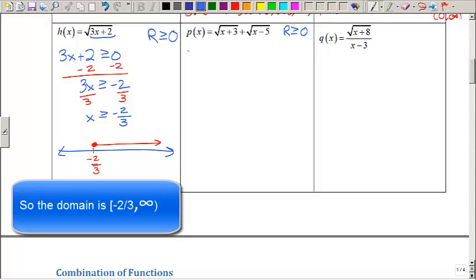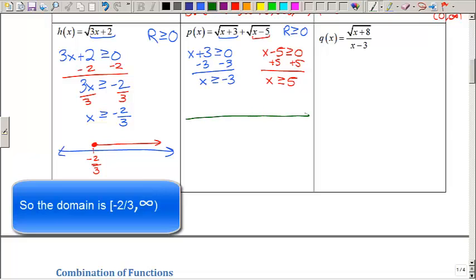So I have x plus 3, the radicand for the first radical, has to be greater than or equal to 0. We also have x minus 5 has to be greater than or equal to 0. I can solve each of these inequalities. X is greater than or equal to negative 3. And we also have x is greater than or equal to 5. Well, if I graph both of these, I have some overlapping parts and some parts that are not overlapping.